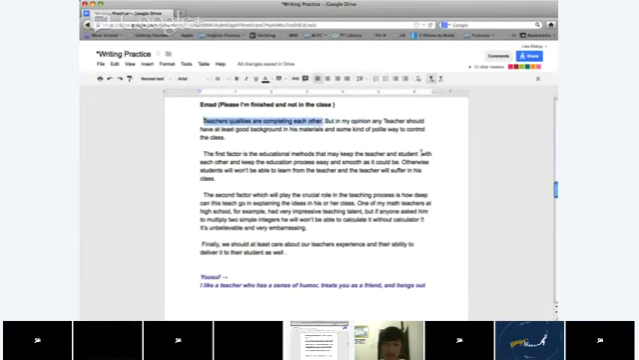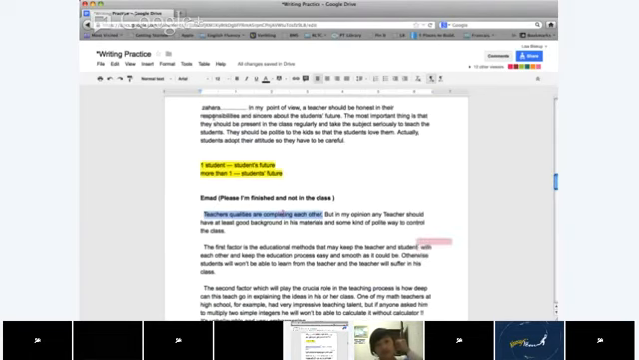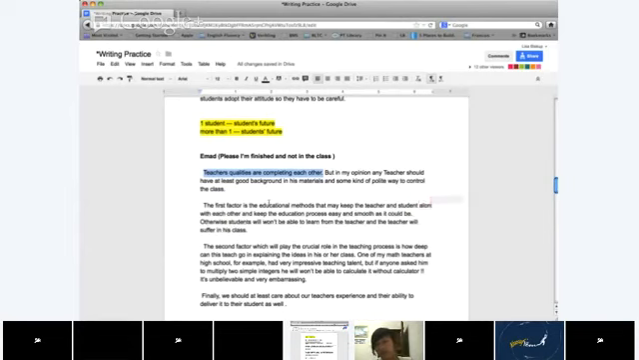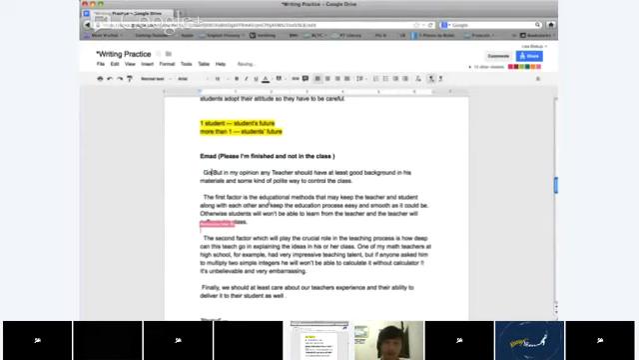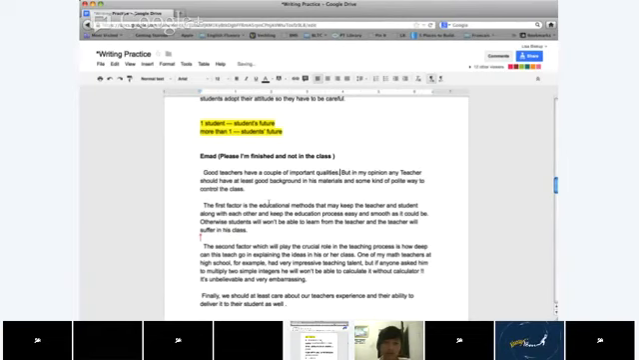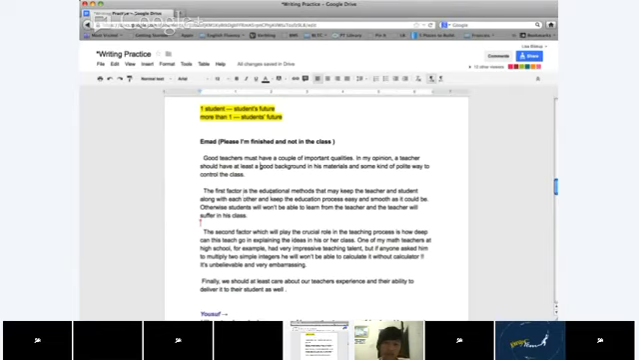Okay, then I would just start off with, let's see, something like, good teachers have a couple of important qualities. That make sense? Good teachers, okay. Or we could say good teachers must have a couple of important qualities. In my opinion, any teacher, you can just say a teacher should have at least a good background in his materials and some kind of polite way to control the class. Okay? The first factor is the educational methods that may keep the teacher and student. Let's see.